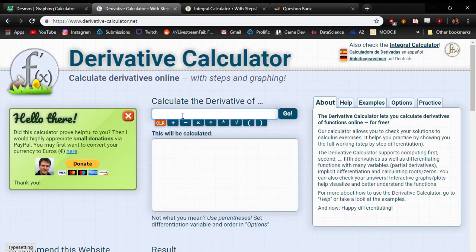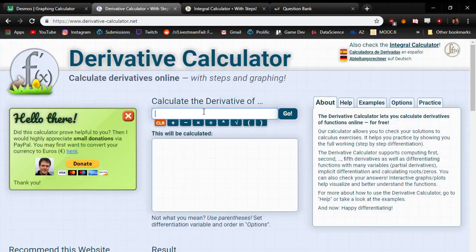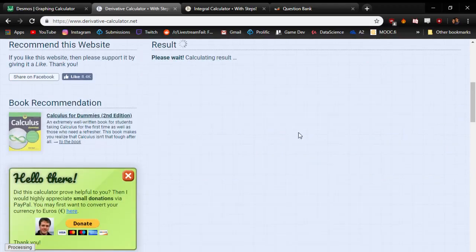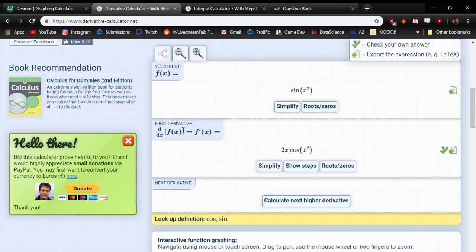It does everything, like the quotient rule and stuff like that. And literally, this is how you use it. Just do sine x squared. Wait, I have to use brackets. You have to remember to use brackets. It calculates it, and you can see this is my input, and this comes out as the derivative, and you can simplify.